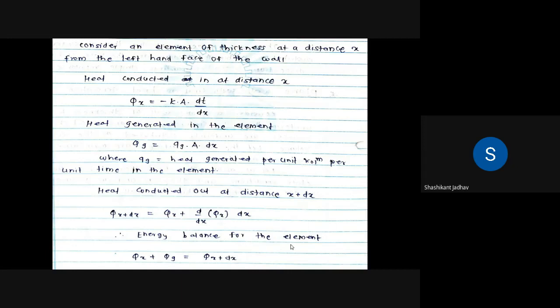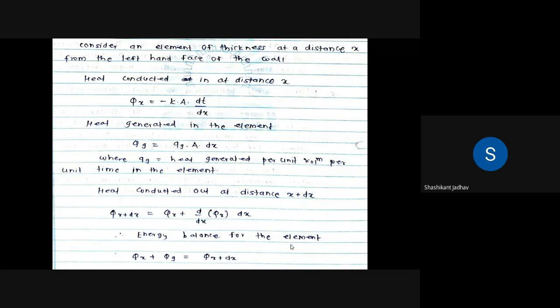So in that way we have written the equation as capital qg is equal to small qg into A into dx, because small qg is nothing but heat generated per unit volume per unit time in that element. So all of you write down: where small qg is equal to heat generated per unit volume per unit time in the element.